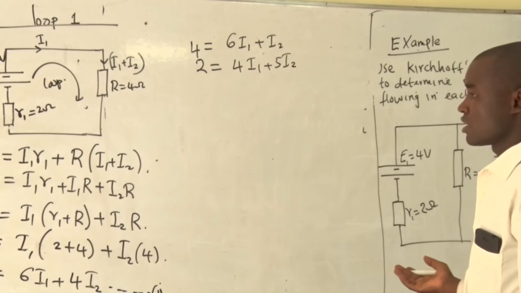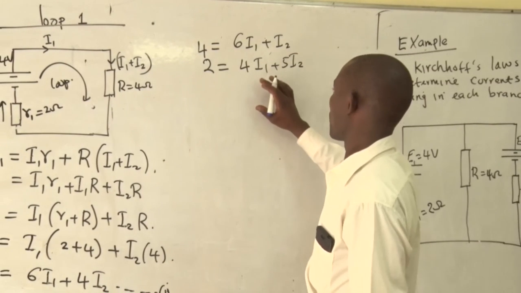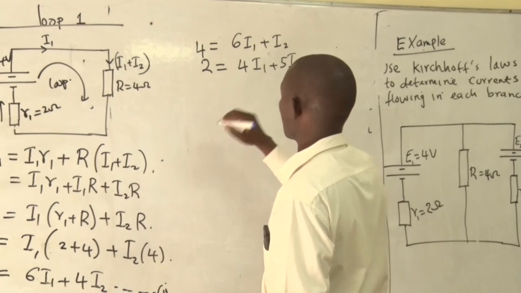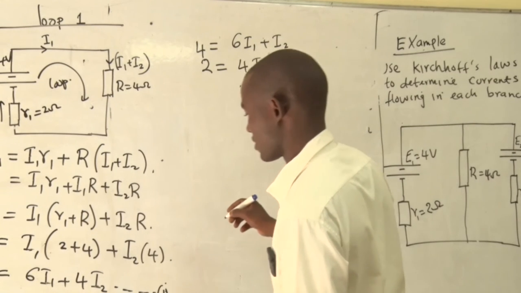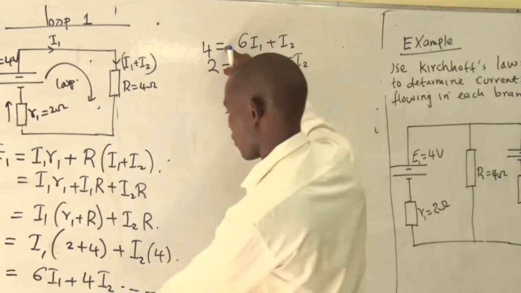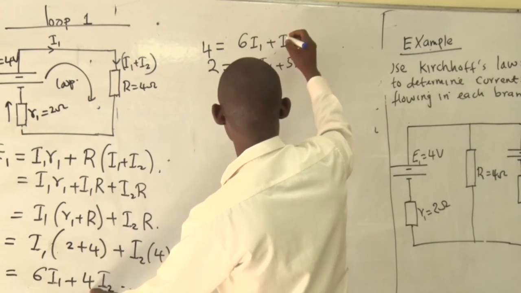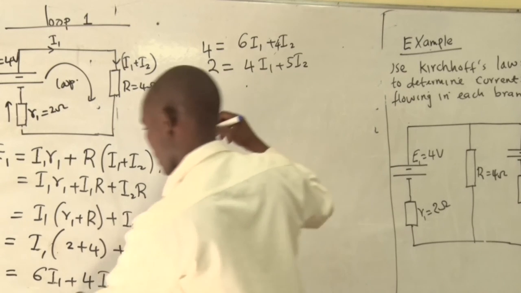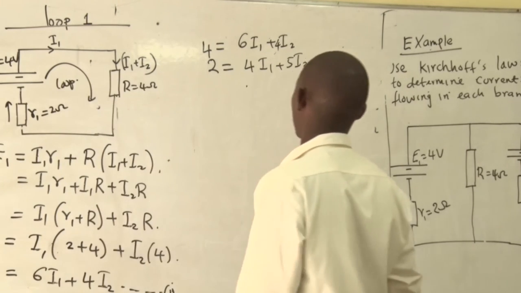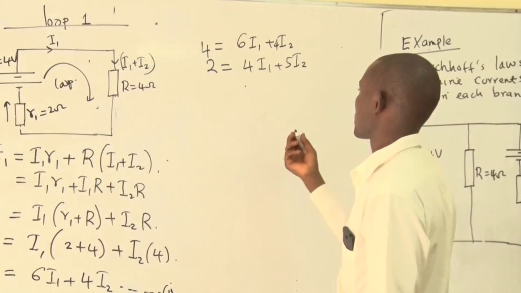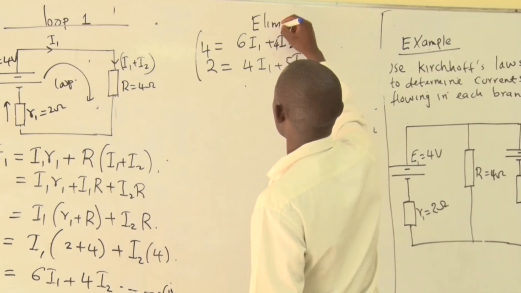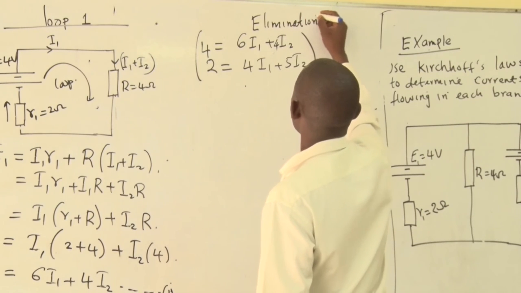If you want to use elimination, it means that you want to do away with one particular unknown. Let us use substitution. Substitution will be easier because I can see one of these. My first equation was 4 equal to 6I1 plus 4I2. My second equation is 2 equals 4I1 plus 5I2. That is okay. So for us to solve this one, let us use the elimination method. I'm going to use the elimination method.